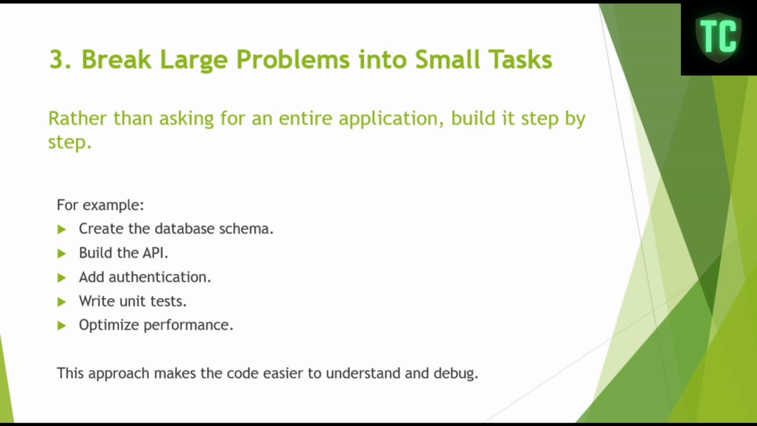After that, build the API. After that, add authentication. Then fourth, write unit tests. And last is optimize performance. This approach makes the code easier to understand and debug. So if we follow this entire step-by-step process, the application should be more effective than writing a simple command prompt. So you can follow this also.